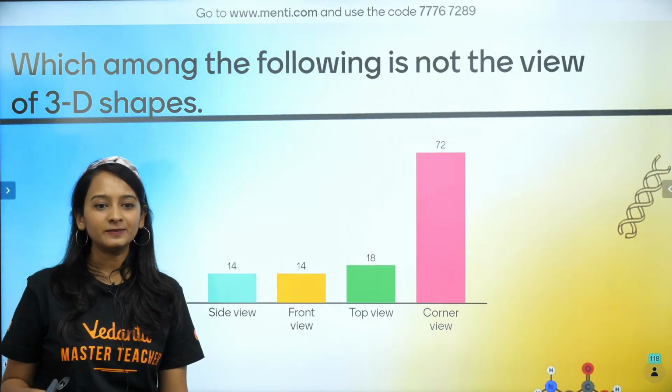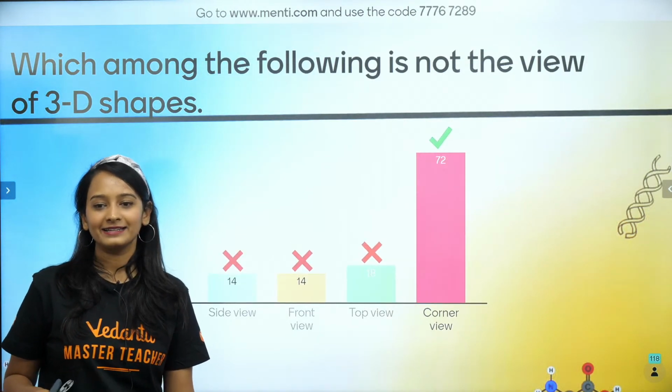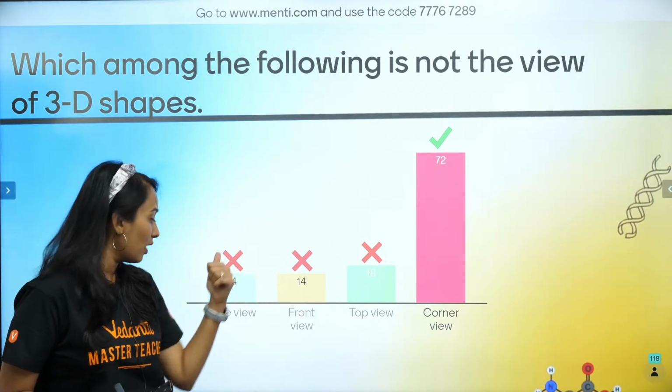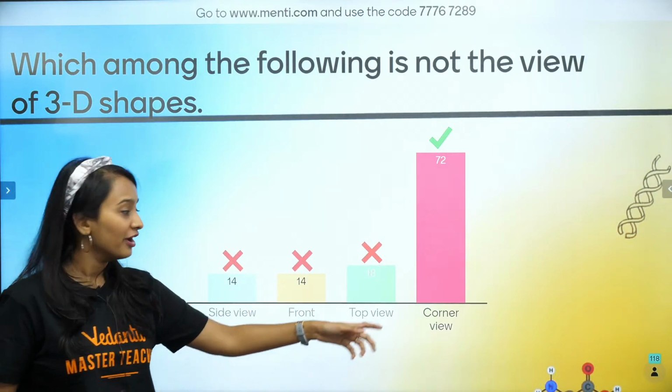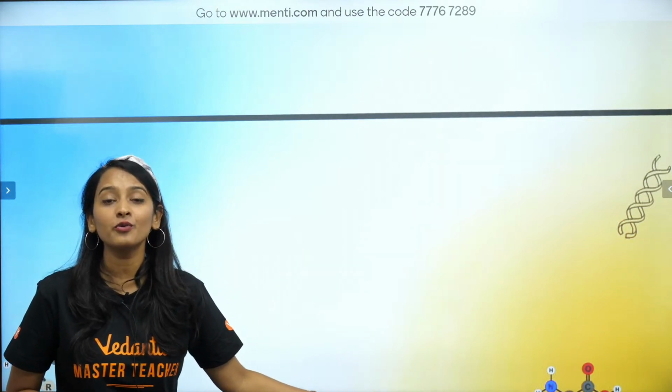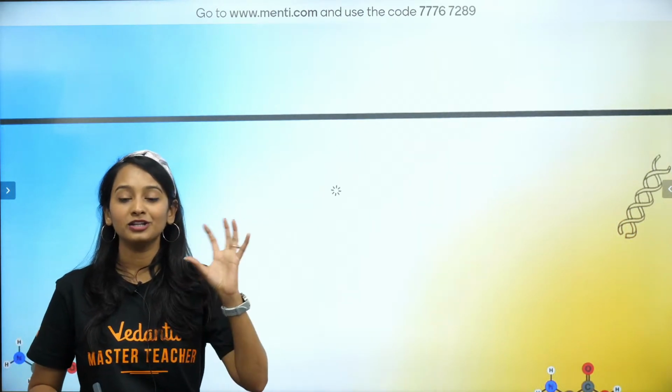And Menti has become Senti. Unfaithful Menti. Correct. So the majority of you got it right. We do have a side, front and a top view. We do not have a corner view when it comes to a 3-dimensional shape.